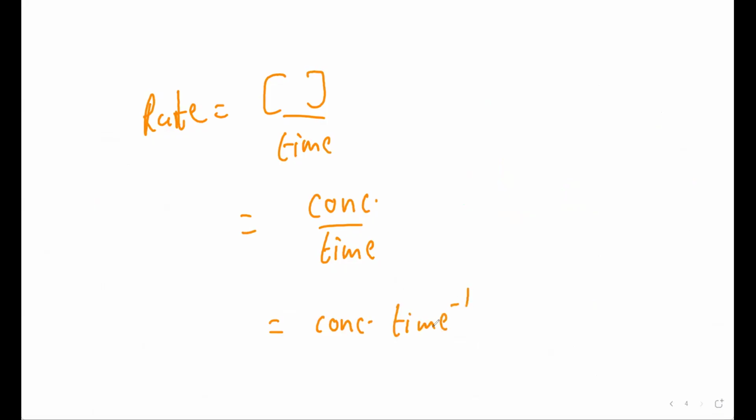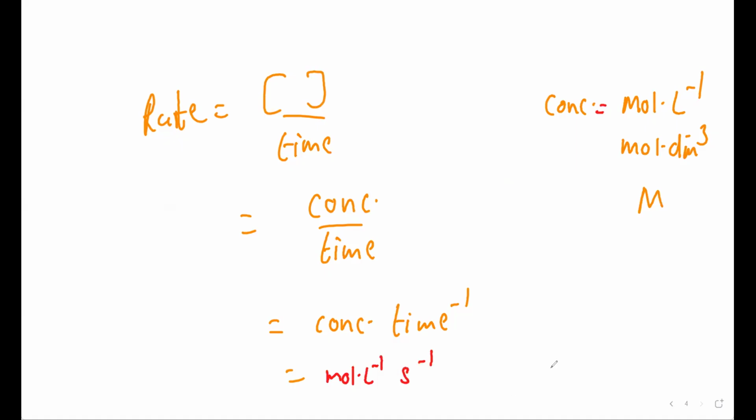Hey, Keegan, what will you get? Concentration time inverse. Concentration is written as what, beta? Mole per liter. Or I can also write it as mole per dm cube. Or I can also write it as molarity. Time will always be in seconds. So what all units can I get here? Tell me. There you substitute this concentration here. So what do you get? Mole per liter per second. Or I can write it as mole per dm cube per second. Right, beta? Or molarity per second.